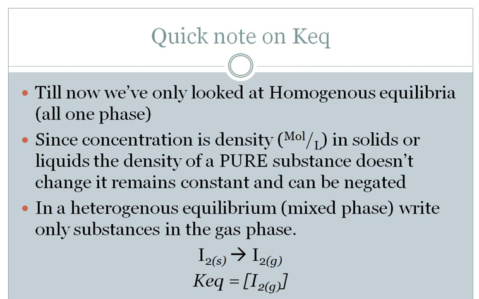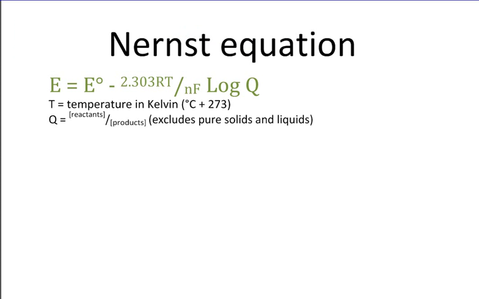Now, you might notice that in all the previous examples, I've looked only at things that have the same phase, mainly aqueous and gas. This is because the concentration of a pure substance has a set density. In solids and liquids, the density of a pure substance is not going to change. It's going to stay the same. And therefore, we're going to ignore it completely when you write out a mass action expression. So if iodine becomes iodine gas, the K would simply be the gas. So now that you've had that little flashback to Gen Chem, we can come back to the Nernst equation.